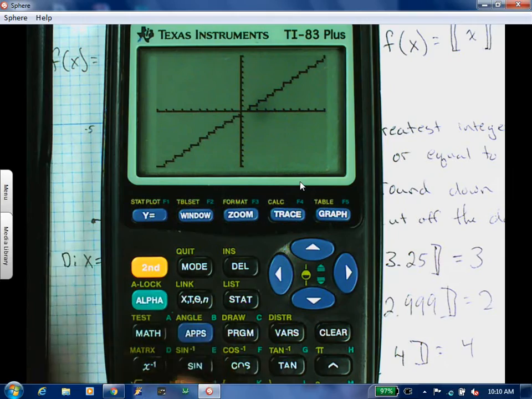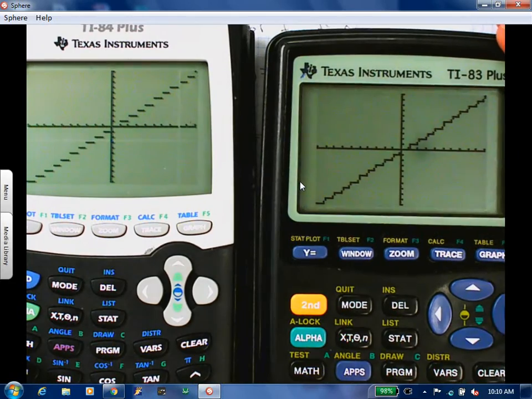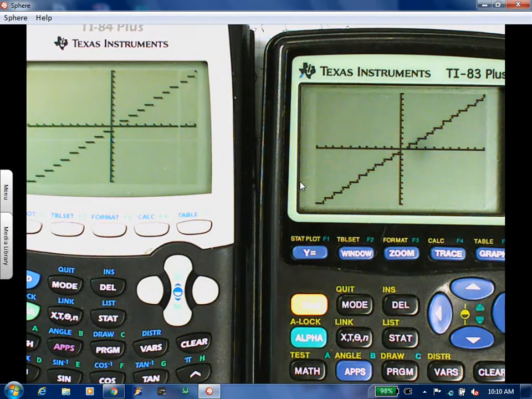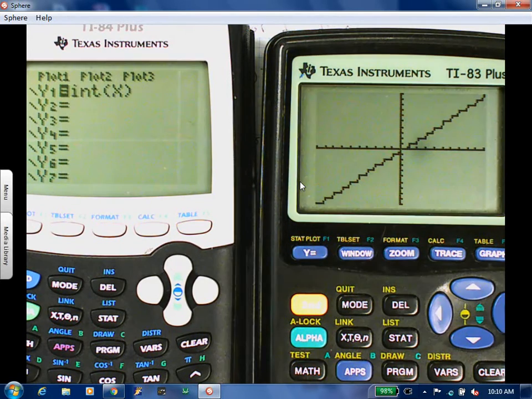Go zoom 6. This is the difference in the two types of calculators. Kale's probably looks like that. You're going to type in the integer of x. Integer is found underneath the math menu. But I think it's bad in the calculator because it doesn't appear like a line. You have to iterate, and then you'll be on the line.